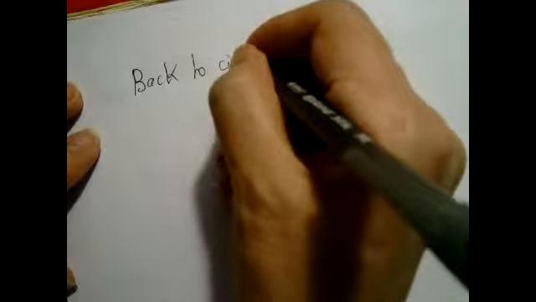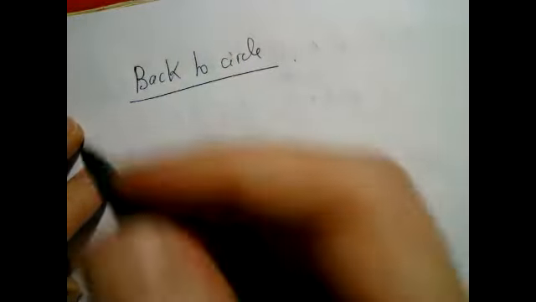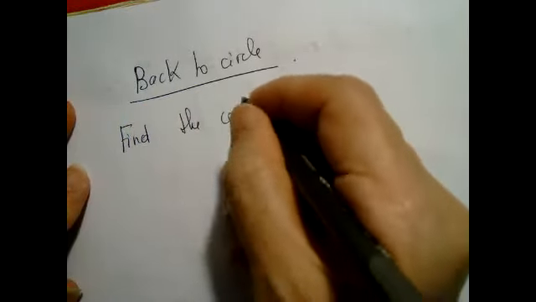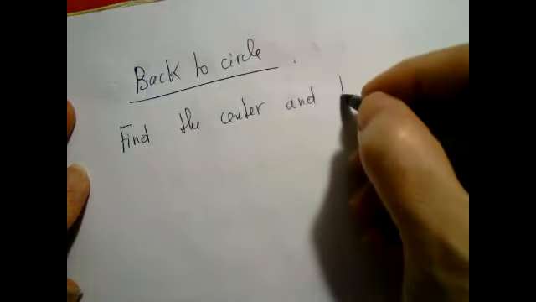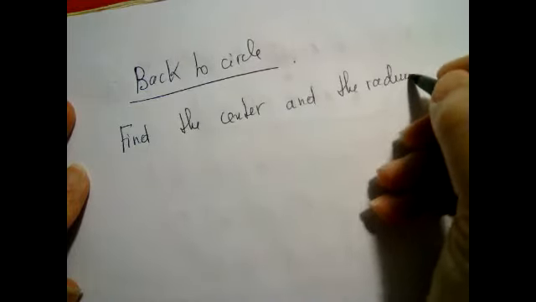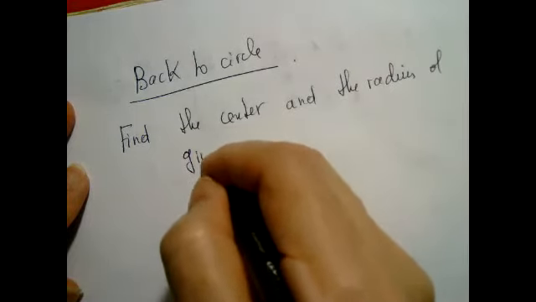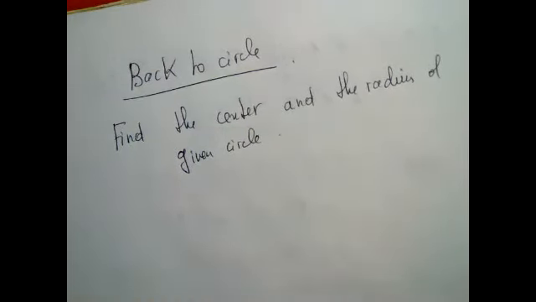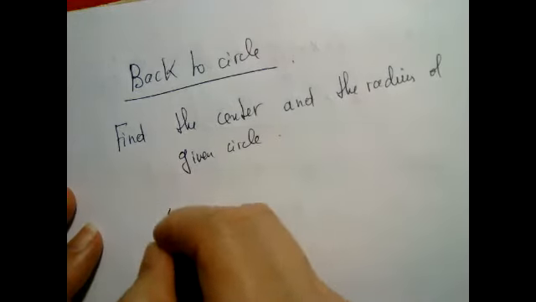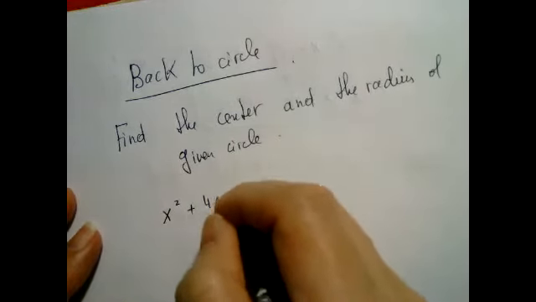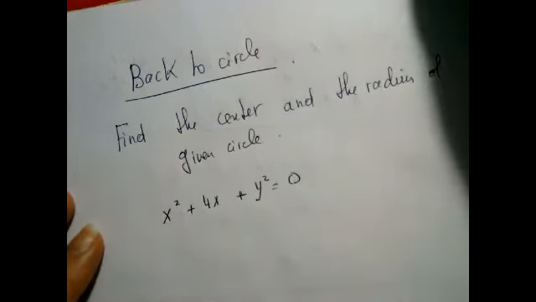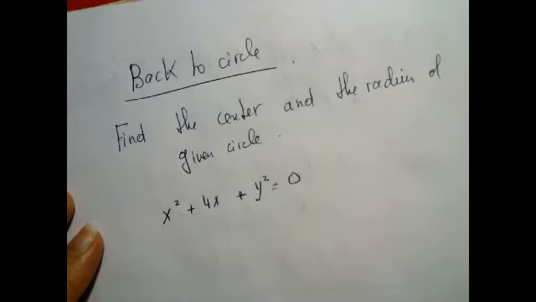So, back to circles. The question is, find the center and the radius of the given circle. What I'm going to give you doesn't look at all like a circle, but we have to rewrite it to become a circle. So this is my equation, equal to 0. The way it looks, as I said, there is nothing to do with a circle.